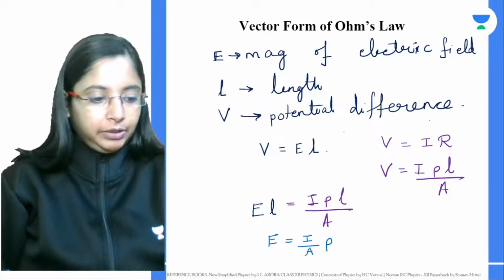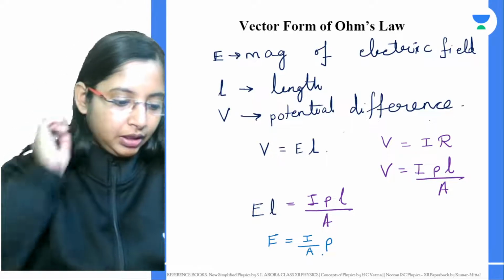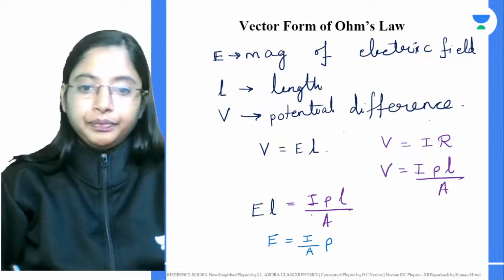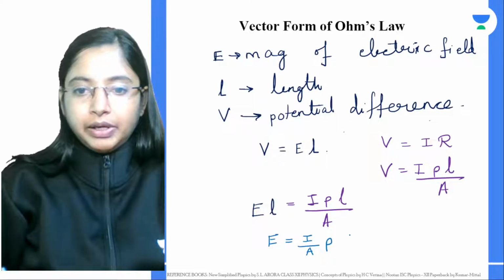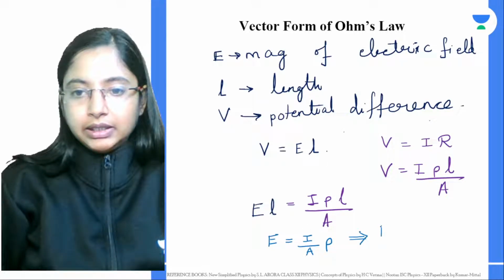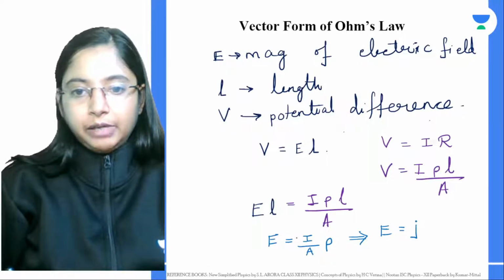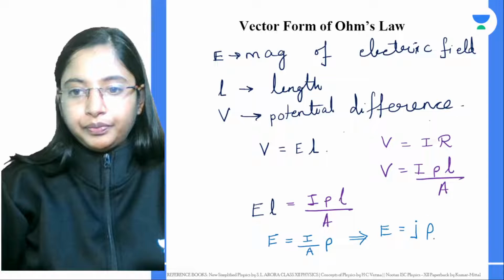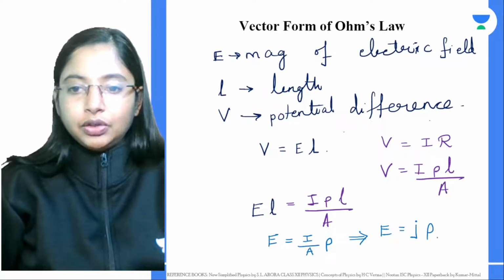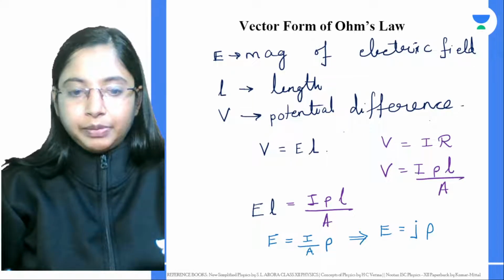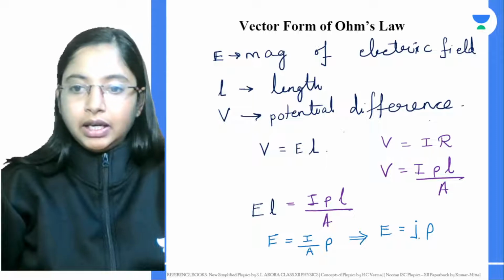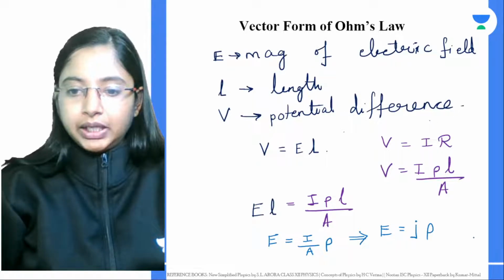What is current per area? Current per area is basically given as current density, J. So E is equal to J into rho, where J is current density, which is current per area.